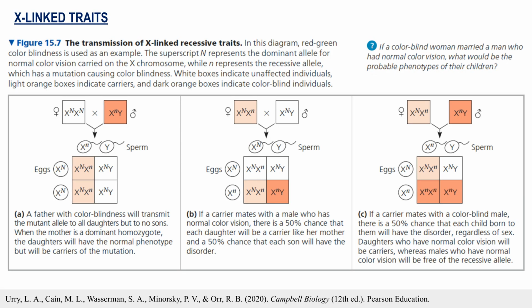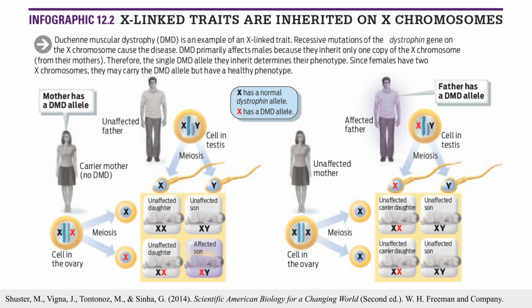These Punnett squares show the inheritance of X-linked recessive traits, using red-green color blindness as an example. Fathers pass their X chromosome only to daughters, while mothers pass an X to both sons and daughters. Sons express the trait if they inherit the recessive allele, while daughters usually become carriers unless they inherit 2 recessive alleles. This infographic illustrates the inheritance of X-linked disorders, using Duchenne muscular dystrophy as an example.